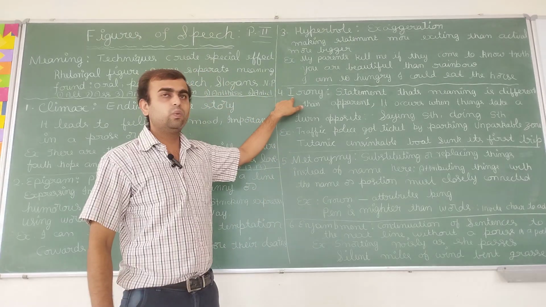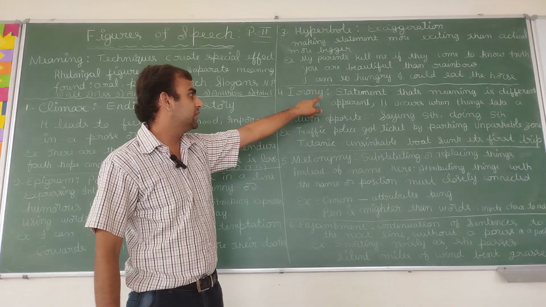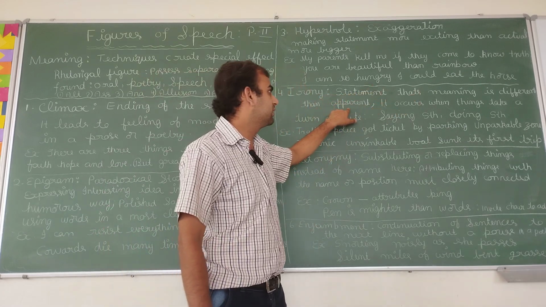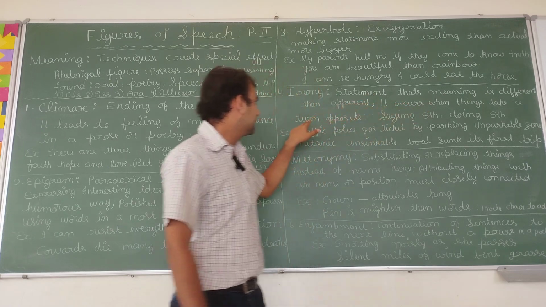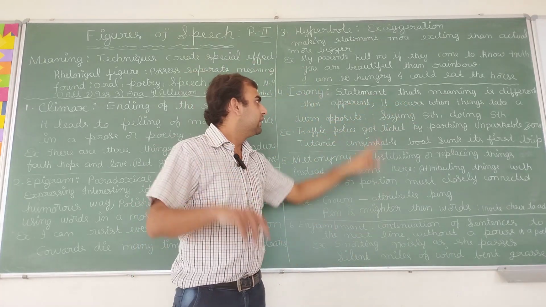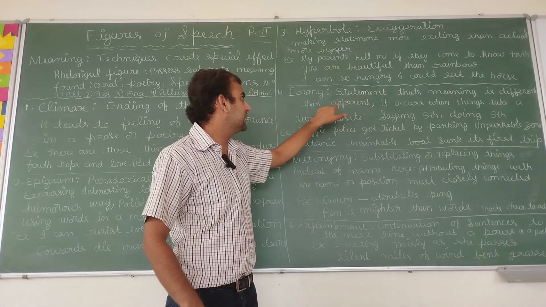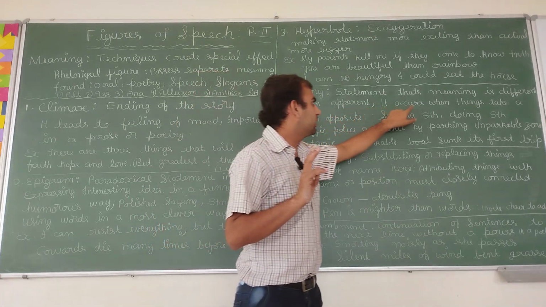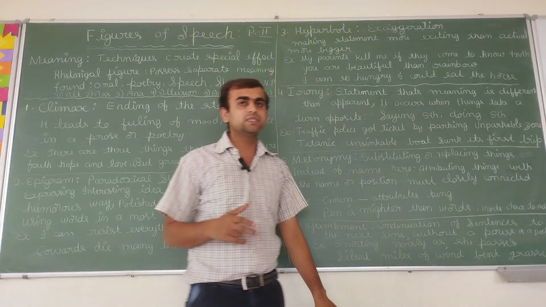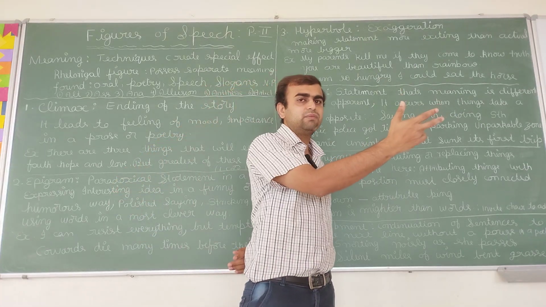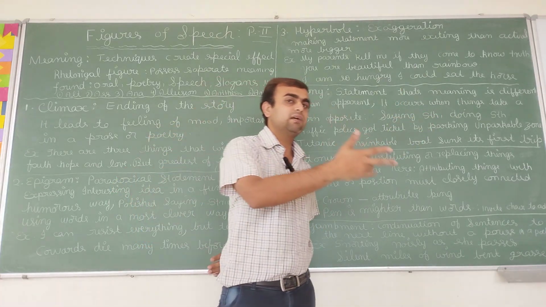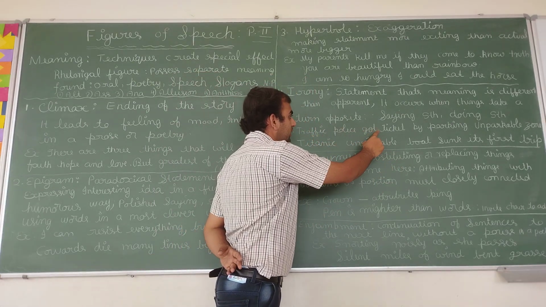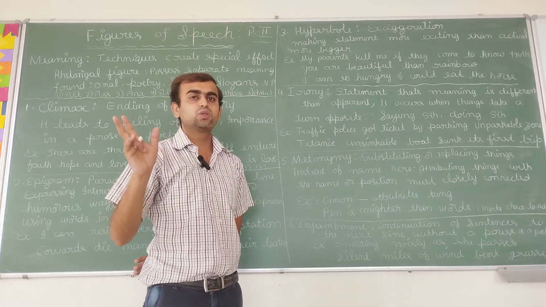Next, irony. What is irony? Irony is a figure of speech. It is a statement whose meaning is different from what is apparent. It occurs when things take a turn opposite to what is expected. A person's position is something, but he is doing something else. Example, traffic police got a ticket for parking in an unparkable zone.